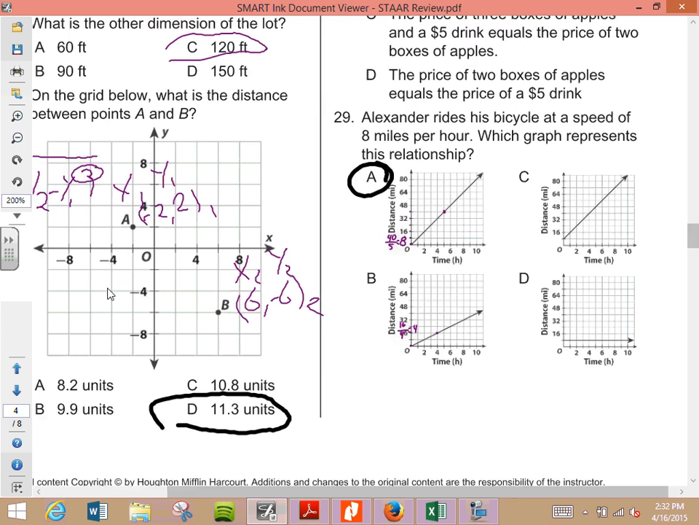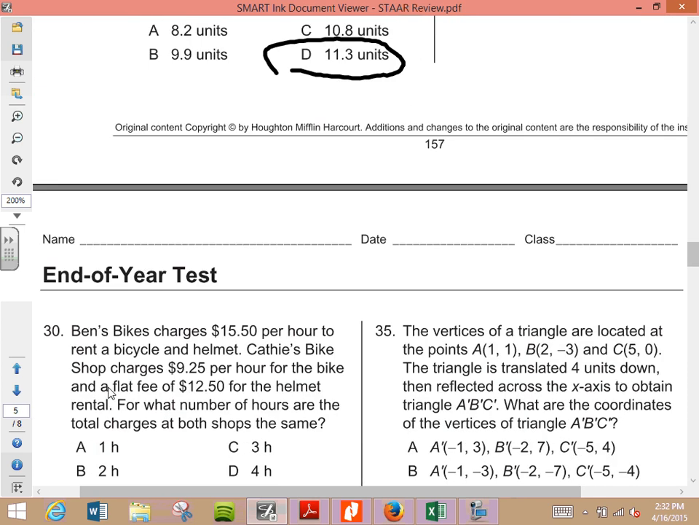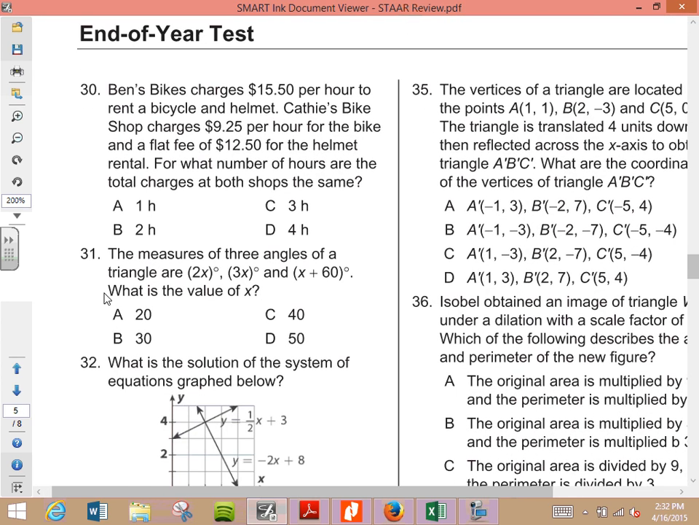A is the answer. All right, the next one. Ben's bikes charge $15.50 per hour to rent a bike and helmet. Kathy's bike shop charges $9.25 per hour for the bike and a flat fee of $12.50 for the helmet rental. For what number of hours are the total charges for both shops equal or the same? What do you do? Not inverse operation. Solve for x, right?